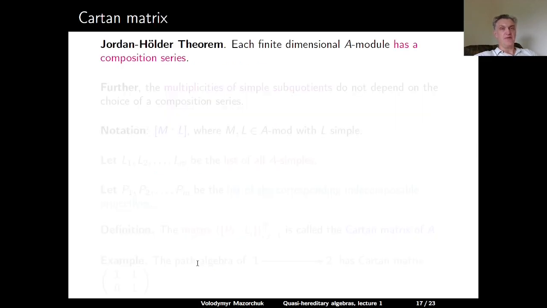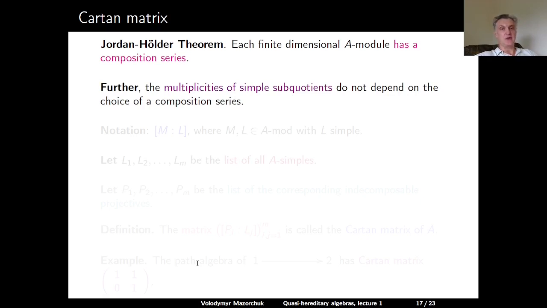Recall that we also have the Jordan-Hölder theorem for the category of finite-dimensional A modules. So it asserts that each finite-dimensional A module has a composition series, a filtration whose subquotients are simple modules. Moreover, the multiplicities of simple subquotients in any such filtration are well defined, and it does not depend on the choice of such a filtration. The multiplicity of a simple module L in an A module M is usually denoted by this symbol and usually said M over L. So the multiplicity of L in M.